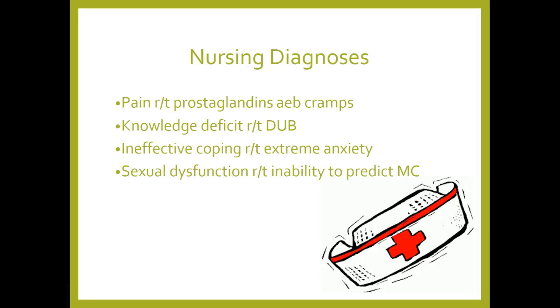So what are some nursing diagnoses related to dysfunctional uterine bleeding? Pain, knowledge deficit, ineffective coping, and sexual dysfunction are all examples of nursing diagnoses to consider.